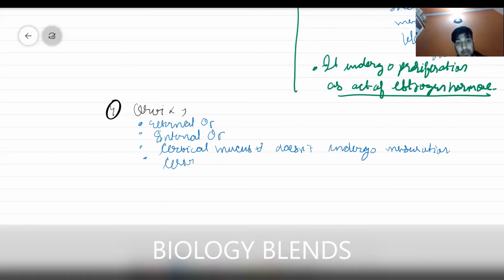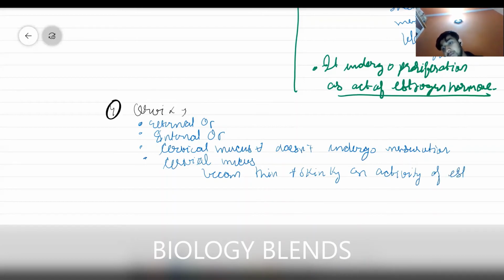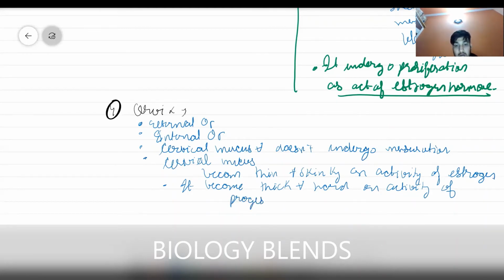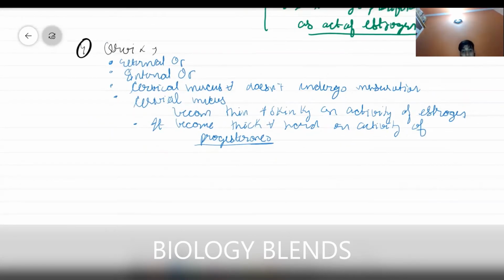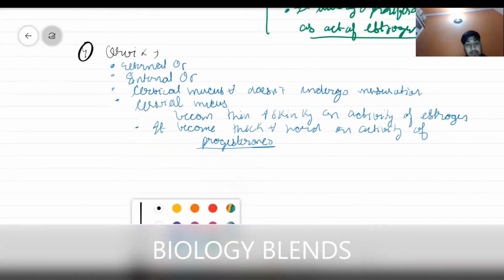Cervical mucus becomes thin and sticky on the activity of estrogen, and it becomes thick and hard on the activity of progesterone. The cervix leads to the vagina.